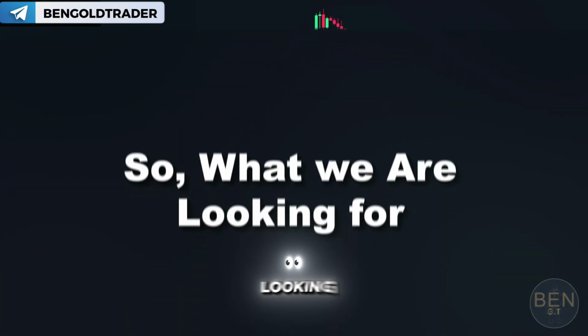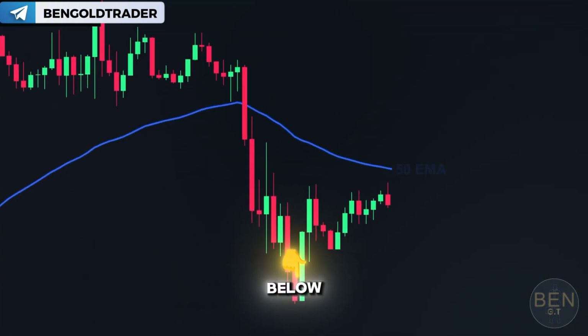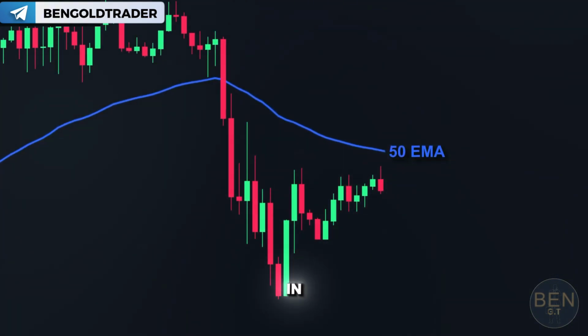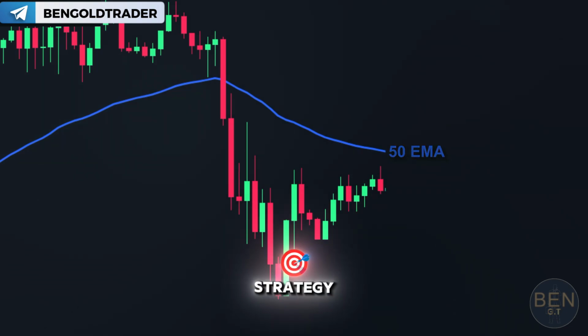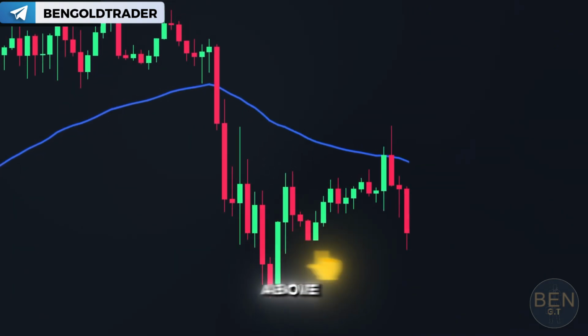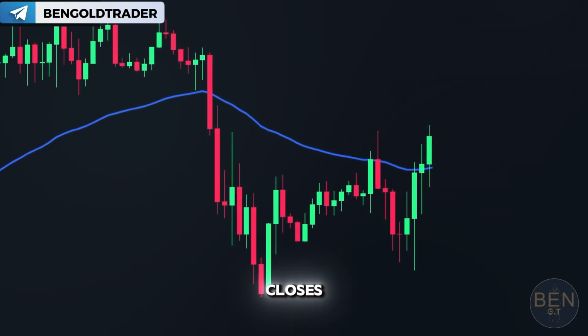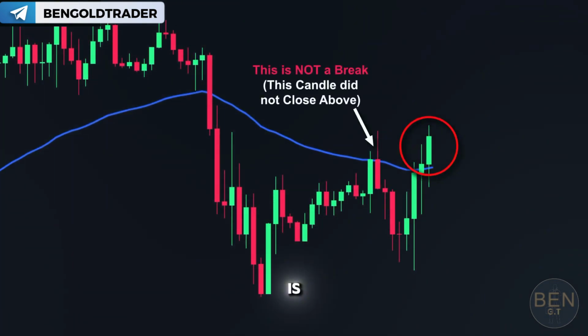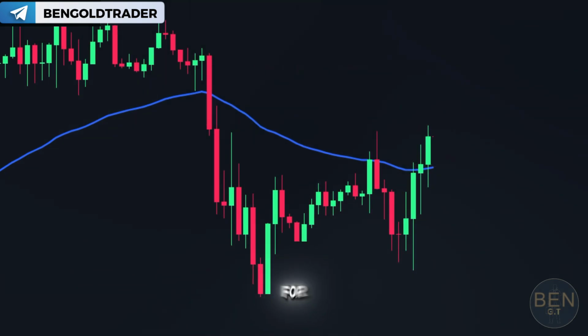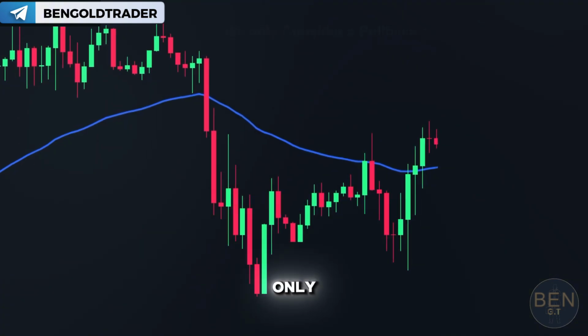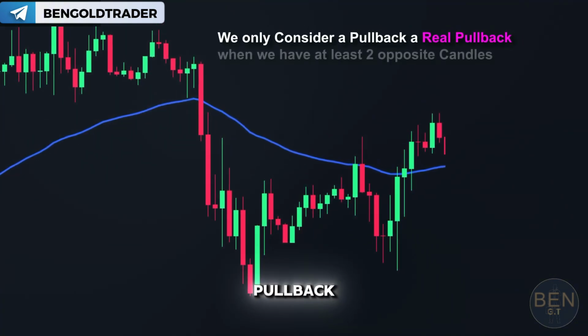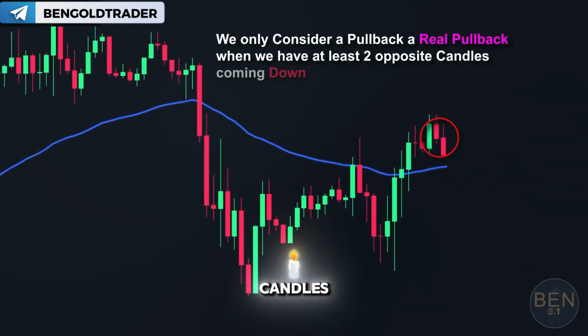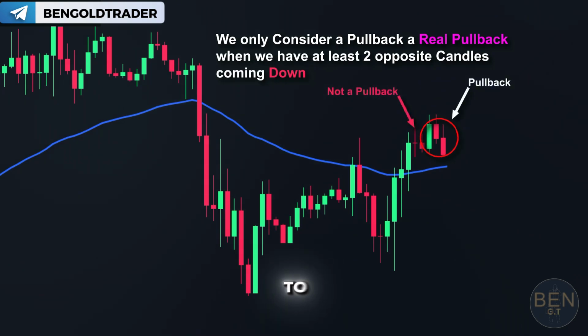So what we're looking for is a chart where the price is moving below the 50 EMA, such as in this chart, for example. The strategy starts once the price breaks above the 50 EMA and the candle closes above it, as you can see in this chart. So the first step of this strategy is complete, a break above the 50 EMA. Then we're going to wait for a pullback. However, we only consider a pullback a real pullback when we have at least two opposite candles coming down. So that's two back-to-back red candles after we broke above the EMA.